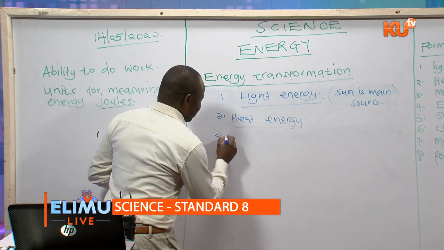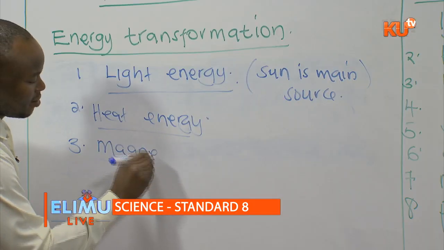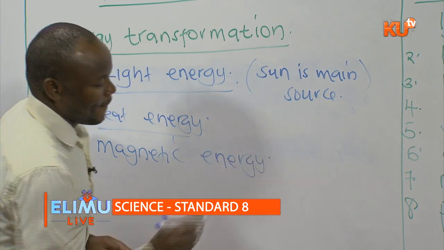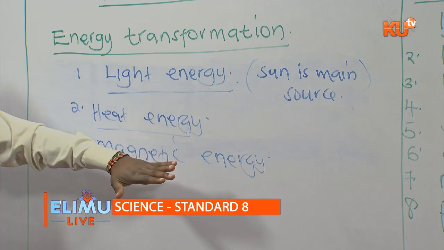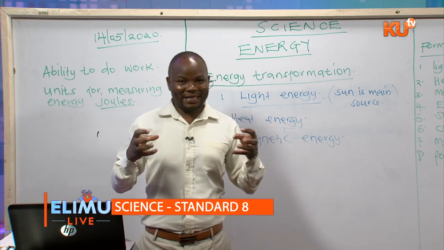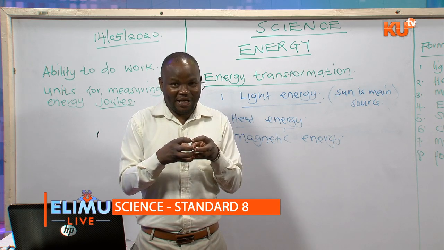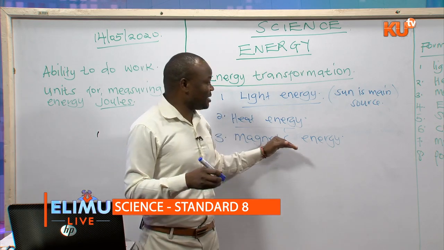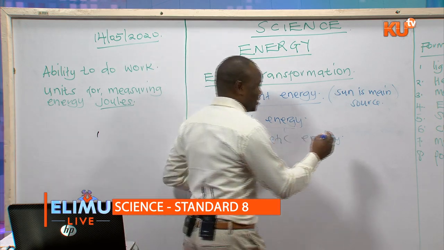Then, number three, we have magnetic energy. This is the form of energy where the magnetic materials attract each other. When brought together, they do attract. And these magnetic materials have force. And of course, they have poles. Maybe if I just take you through this.